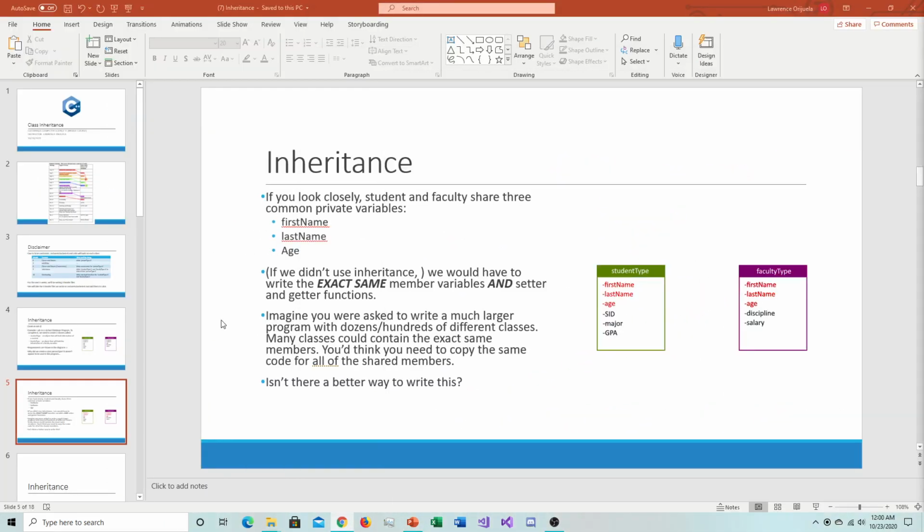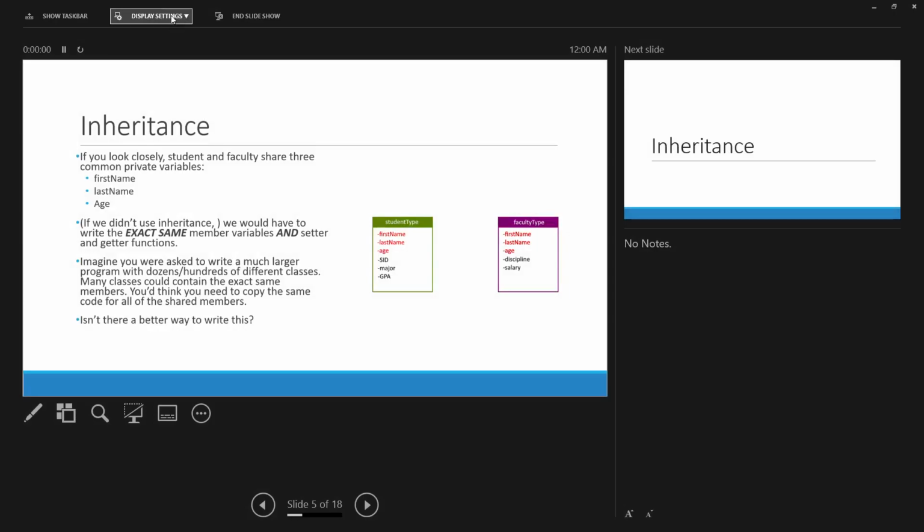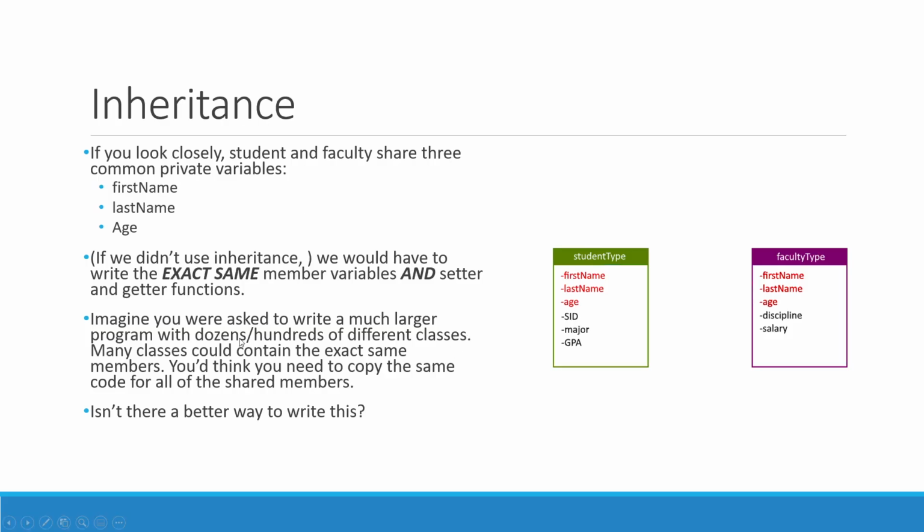Now, you might be asked to write a program that could have dozens or even hundreds of different classes, okay? And many of these classes would have the exact same situation here where there's shared variables. Like, yeah, many classes could contain the exact same members, okay? You'd think that you need to copy the exact same code for all the shared members of all of the different classes that you're writing. Now, that's a really big pain to do, to have to write first name, last name, age, and then the setter functions and the getter functions over and over again for each different class you're writing.